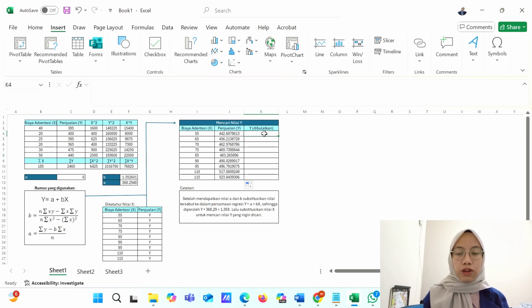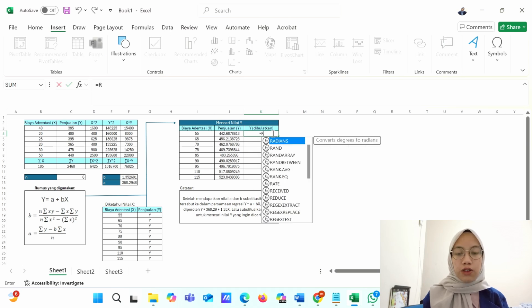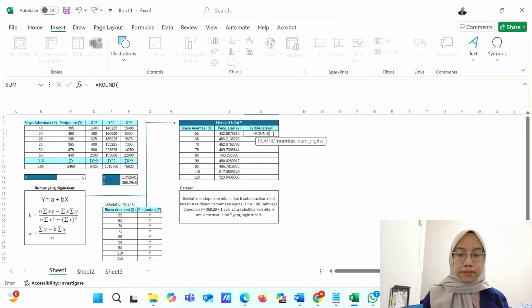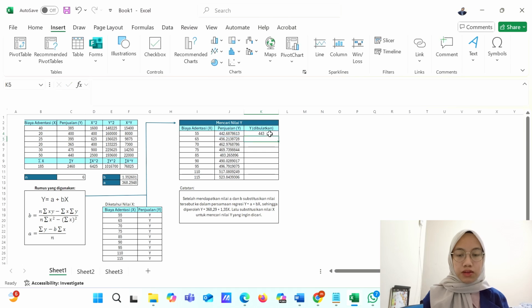Next, we round the obtained value of y using the round formula. This is the record of the entire process.